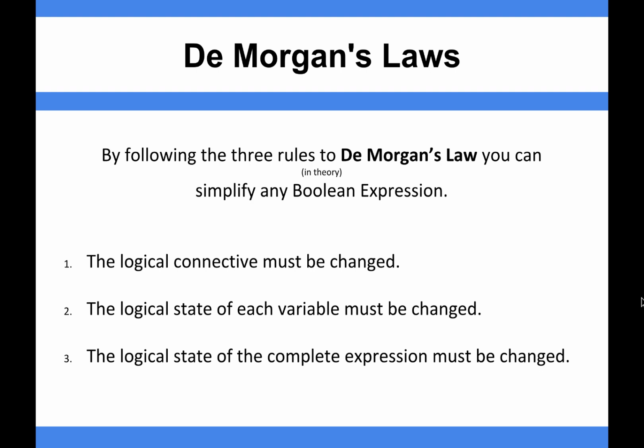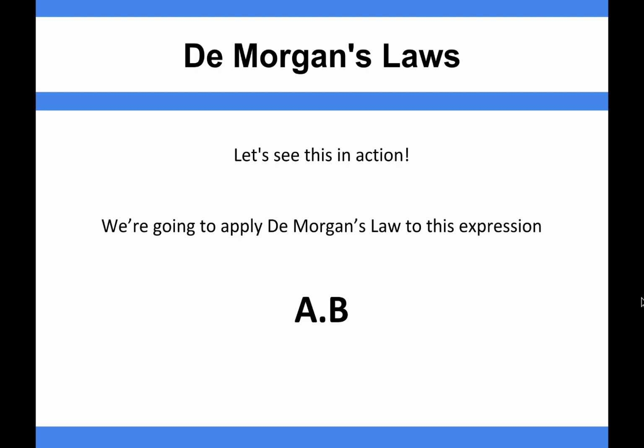All right, so De Morgan's law is a way to simplify Boolean expressions following just three rules. And it's quite simple once you've practiced it. Number one, the logical connective must be changed. Don't worry if you're a bit lost with this. We're going to do some questions in this sort of video. Number two, the logical state of each variable must be changed. Number three, the logical state of the complete expression must be changed. Okay, so let's try it and see what I'm going on about, basically.